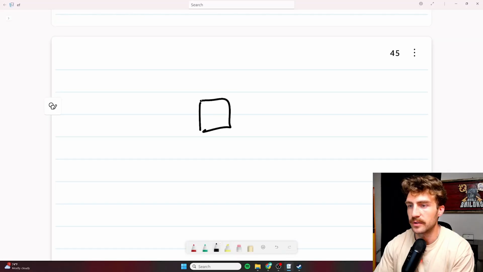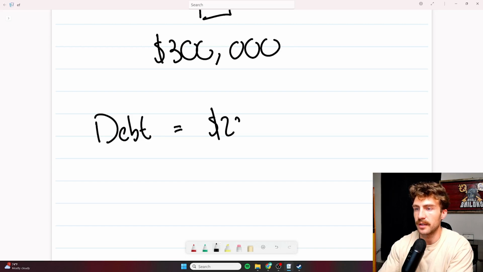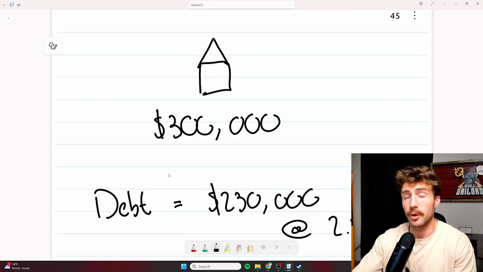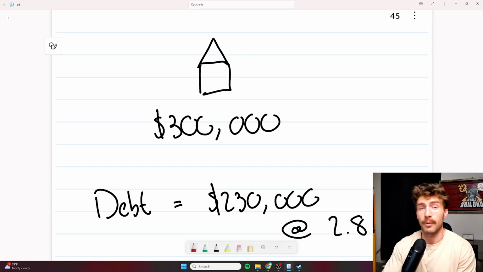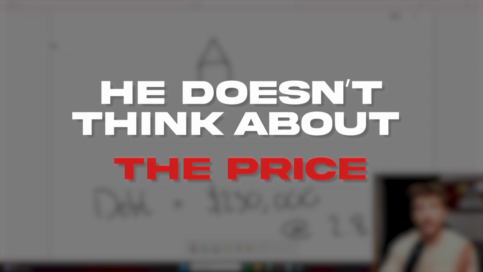Alrighty, so we have a house that is worth approximately $300,000. It has debt of $230,000 at just 2.8%. So if you're Pace Morby and you see this house, what is the first thing that Pace Morby thinks about? Well, let me tell you what he doesn't think about. He doesn't think about the price.